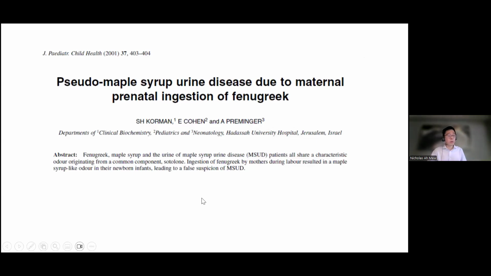This particular odor, though, is not unique to this disorder. It appears also to be found in some spices, including fenugreek. And so there have been several publications of this pseudo maple syrup urine disease as a result of fenugreek ingestion.